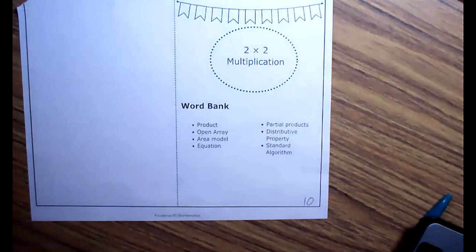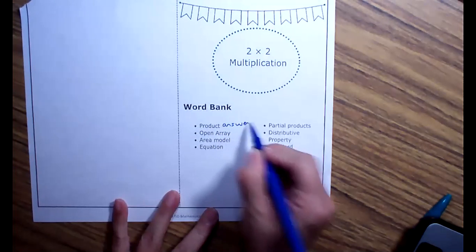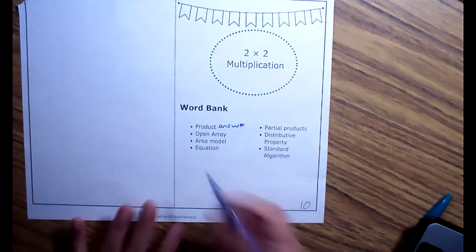Our words are going to be the ones in this word bank: the product, which is the answer to a multiplication problem, an open array, an area model, an equation, partial products, the distributive property, and the standard algorithm. Don't lose this note taker because you're going to be using it tomorrow and the next day.